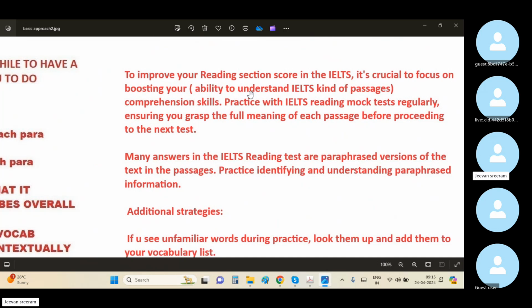Again, practice with IELTS reading mock tests regularly, ensuring you exactly understand the whole meaning of each passage before proceeding to the next test. As I have just emphasized, you must make sure you understood the exact meaning of the whole passage and the exact meaning of each and every sentence of the passage before you move on to the next test.